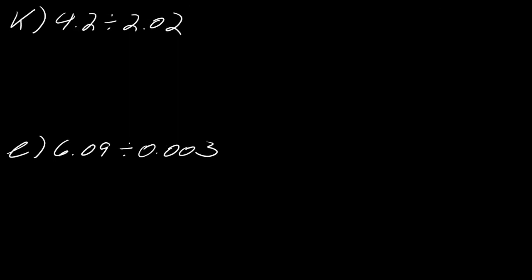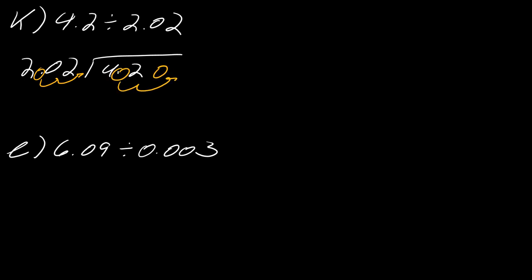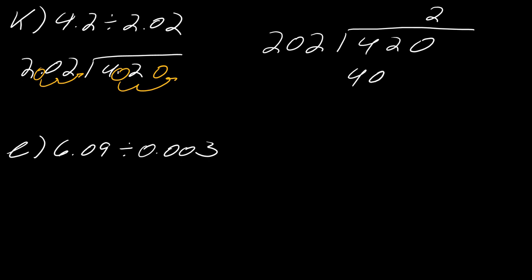Okay, so this next one is another repeating, or not repeating, just a long decimal, depending on what you want to do with it. So I'm going to set up the problem. So I'm going to move this decimal over 2 spots. So I'm going to have 202 into now 420. So 202 goes into 420 twice. And so then I can subtract off 404 to get 16.